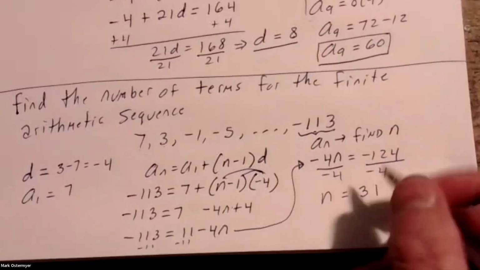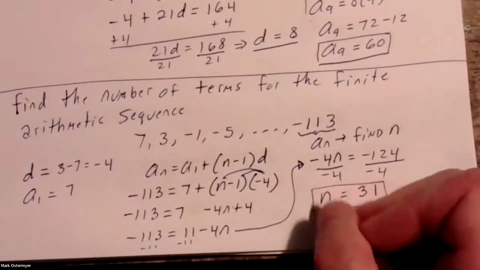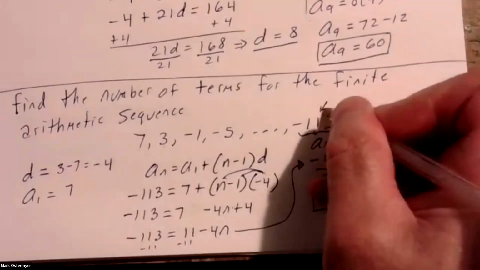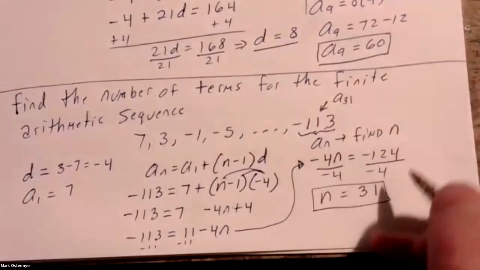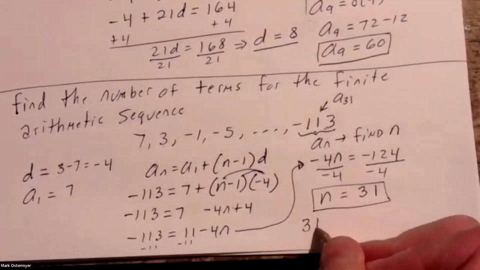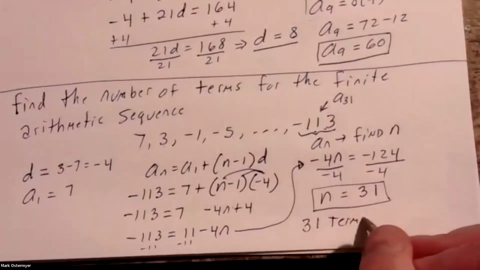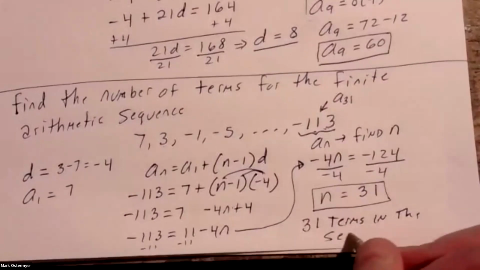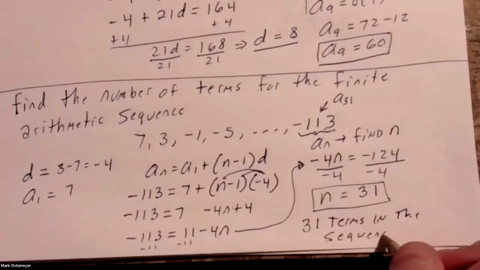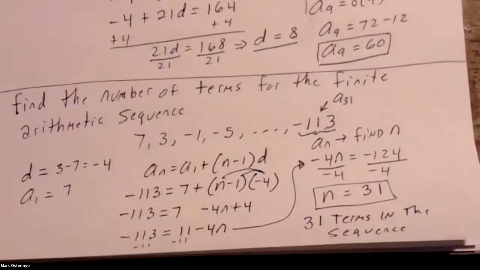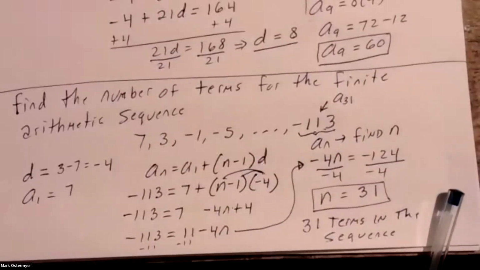And there you go. So therefore, this must be the 31st term. So this is your 31st term here. So there are 31 terms in the sequence. So now we know how many terms are in the sequence. And that's what we want to find out is how many terms are in the sequence. There's 31. Any questions? How we found that? 31 terms.